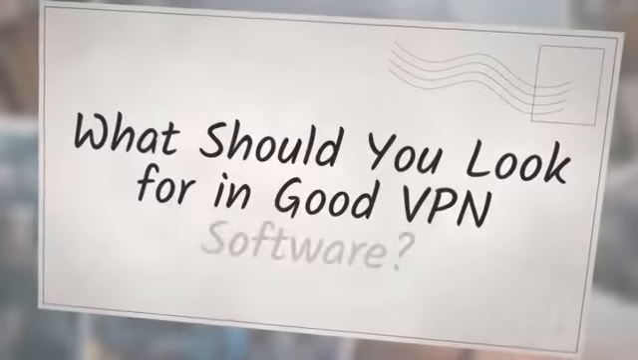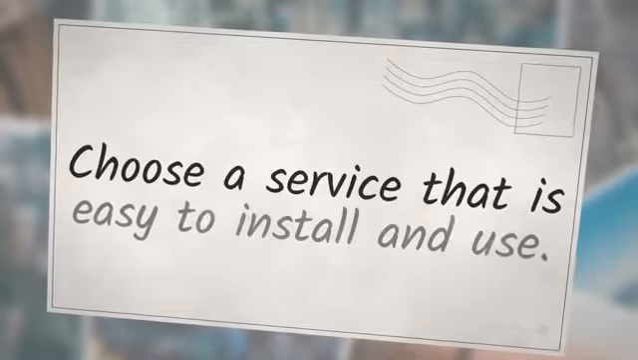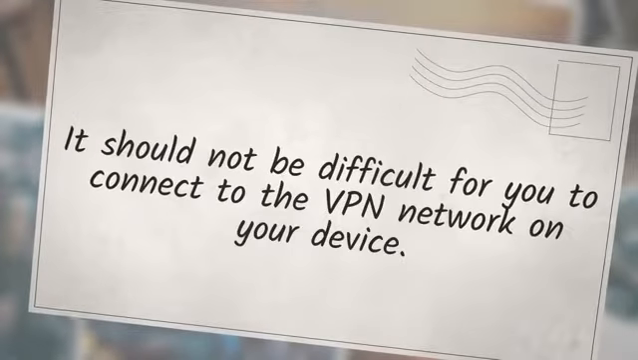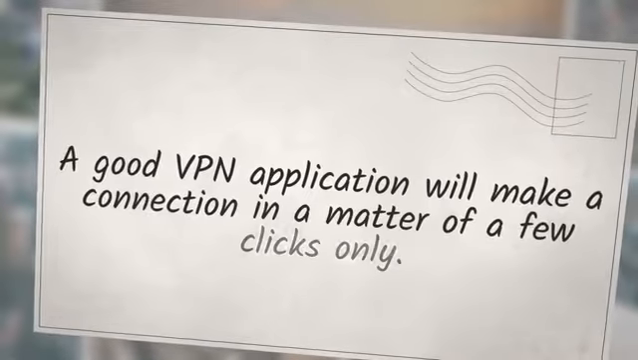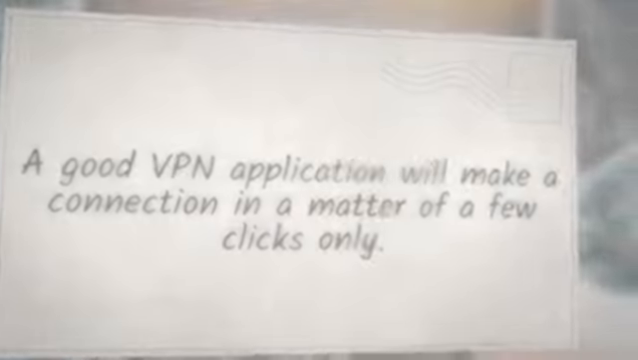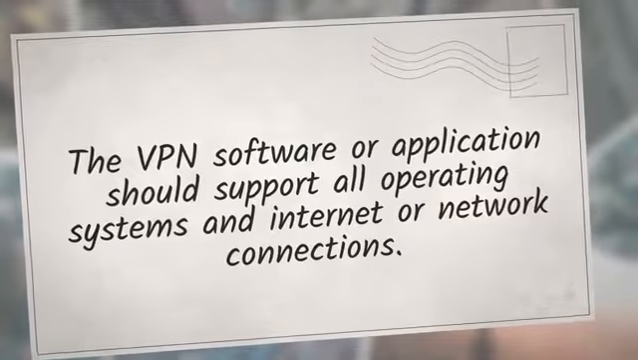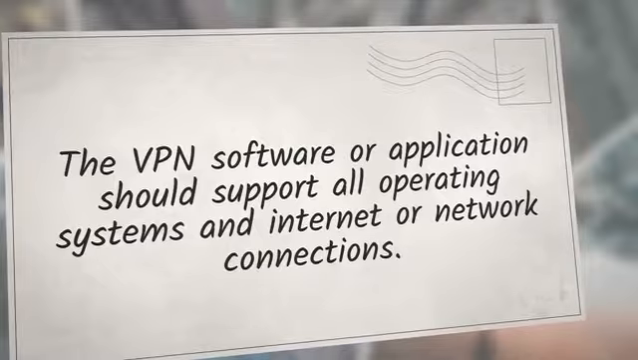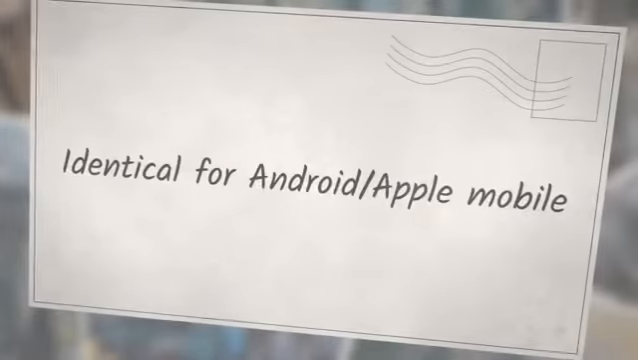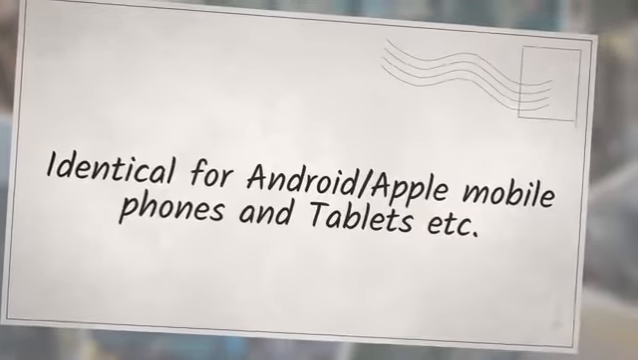What should you look for in good VPN software? Choose a service that is easy to install and use. It should not be difficult for you to connect to the VPN network on your device. A good VPN application will make a connection in a matter of a few clicks only. The VPN software or application should support all operating systems and internet or network connections. If it works on Windows, it must work on Mac as well. Identical for Android/Apple mobile phones and tablets, etc.